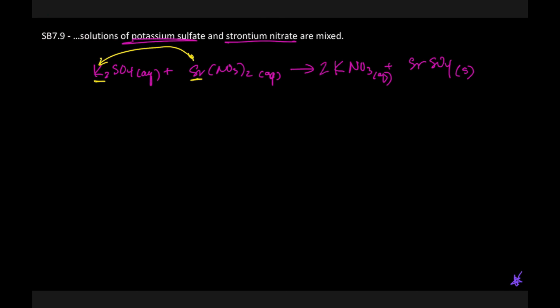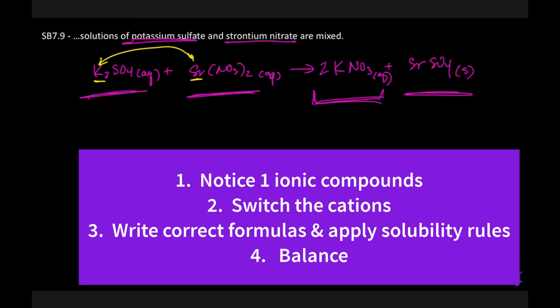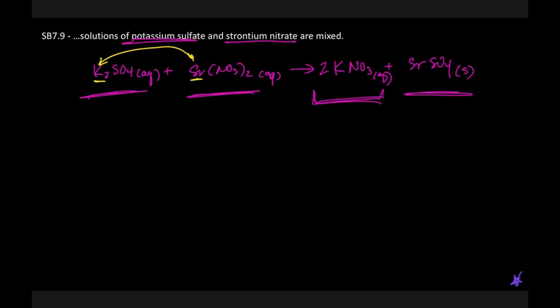And then in terms of what we'd see, we have a clear colorless solution mixed with a clear colorless solution, which then produces a new solid, so we would see some cloudiness, and then one other product that is still present but just in the aqueous state. Yes? All right. So again, we would see two ionic compounds. We will switch the cations, and then we will use our solubility rules to decide if we form a precipitate or not, and then we would balance. And note that embedded in all of that is our ability to take Chapter 5 and write correct formulas for each of the species at hand.